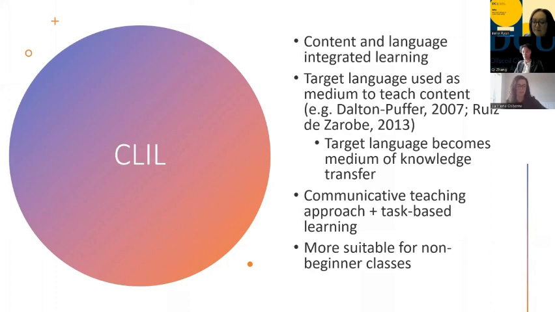So in brief terms, CLIL is content and language integrated learning. So in the CLIL situation, the target language is used as the medium to teach content. So learning content through the target language. The target language then becomes the medium of knowledge transfer. Communicative teaching approach plus task-based learning is really the marriage of those two, communicative teaching and task-based. So being able to carry out a task and focusing on the communicative approach.